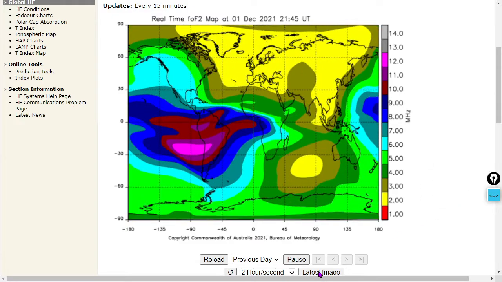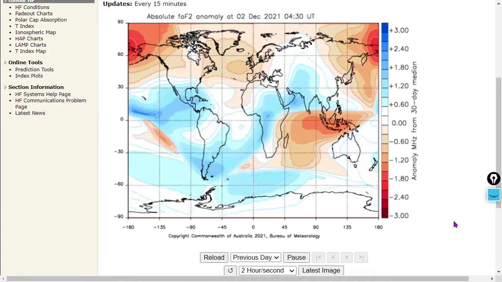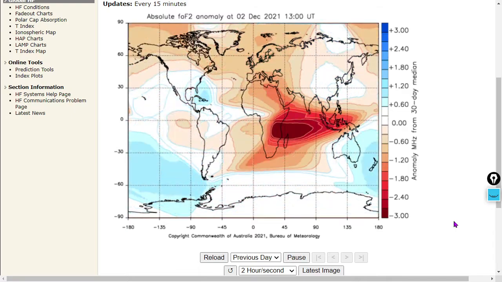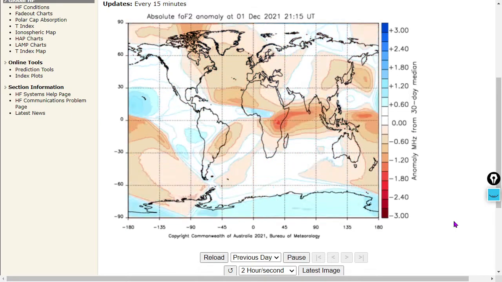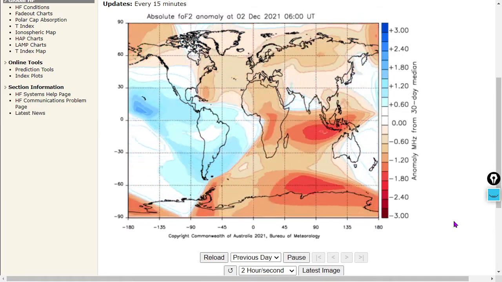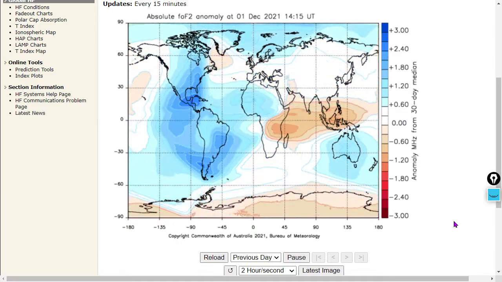So that's the ionogram showing vibrational frequency. Here's the anomalygram showing anomaly in megahertz from the 30-day median. Massive low-frequency anomalies here around the Atlantic Ocean. Big-time anomalies happening here, and also wild shifts, where we're seeing low to high-frequency anomaly shifts happen here.